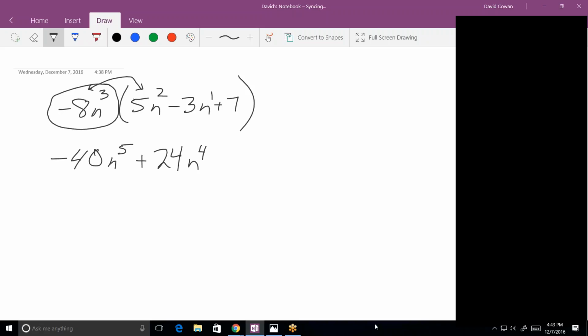And then what's the last term? We have minus 56n cubed. N cubed is correct. In other words, you're doing that one, and then you're doing that one, and then you're doing that one. Okay? What else?